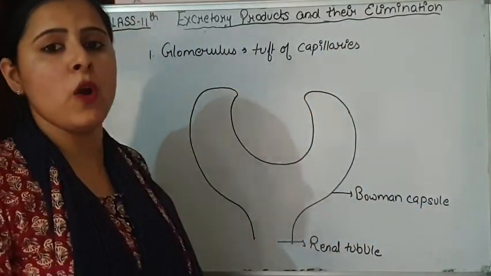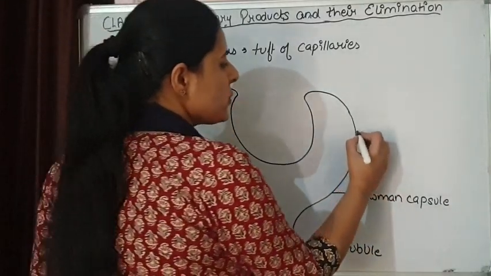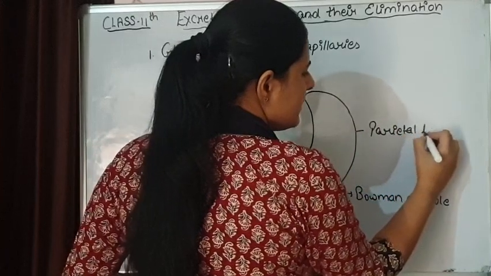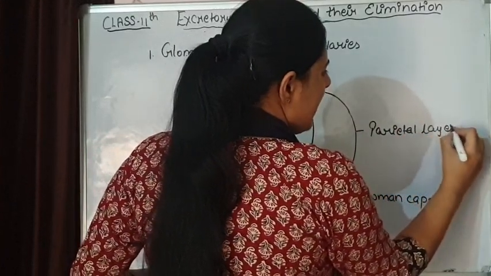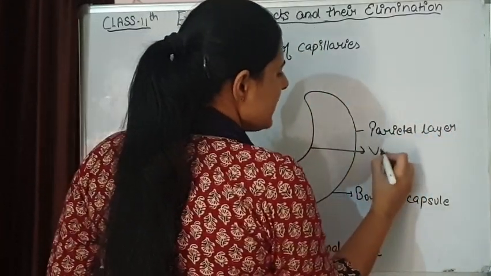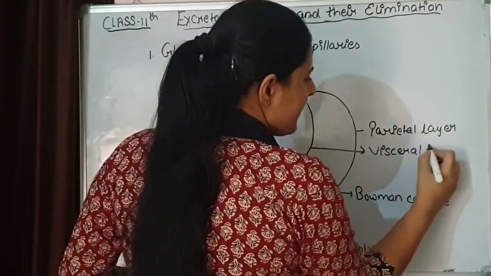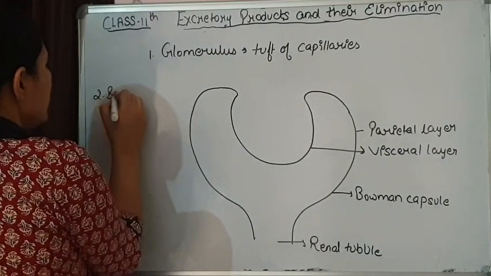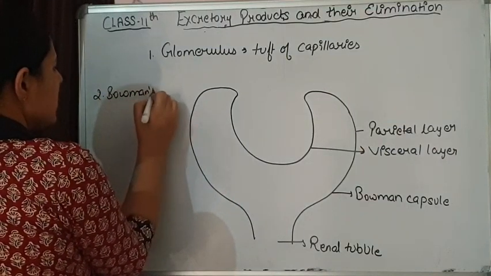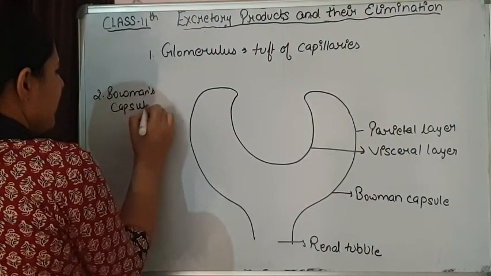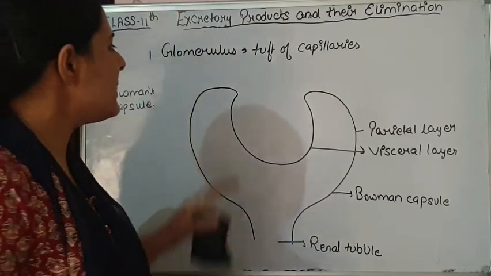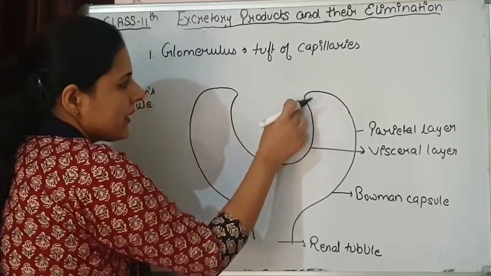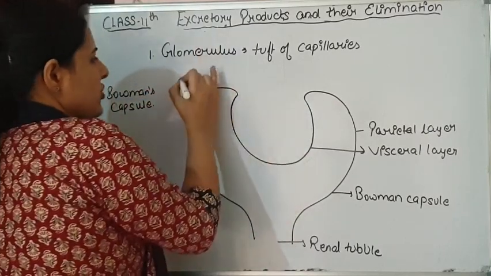If we see this Bowman capsule, it has two layers. The outer one is the parietal layer, and the inner one is the visceral layer. So, we are going to discuss both glomerulus and Bowman capsule. Now, where is this glomerulus present? This glomerulus is present over here in this cup-shaped structure.